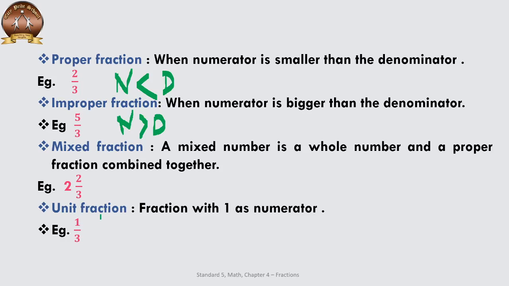Then comes the unit fraction. A fraction with 1 as the numerator is known as the unit fraction. So whenever the numerator is 1, any denominator may be like 1 by 5, 1 by 7, 1 by 100, 1 by 20, 1 by 1000, or 1 by any n number, the fraction is known as the unit fraction. So here we end today's topic.